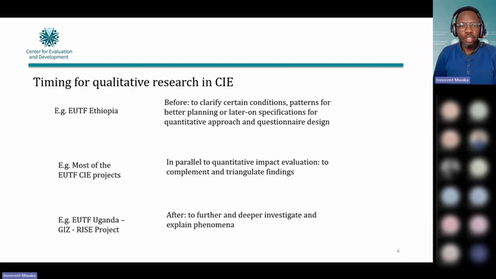The second way is to apply these in a complementary, or rather in a parallel timing. So most of the EUTF projects that we are evaluating at the moment, we are applying both quantitative and qualitative data collection at the same time. And this again, when we go further into the presentation, I will talk about triangulation, and one of the reasons why we're doing this is to be able to triangulate the findings.